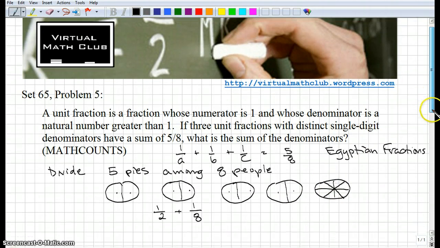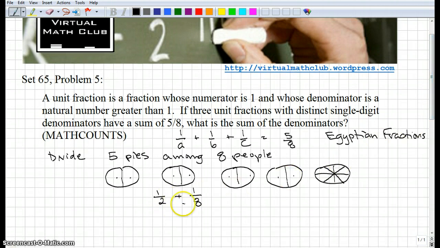And so this is getting close to what we want. What we're looking for is 3 unit fractions that add to 5/8. We also want those unit fractions to have single-digit denominators. So I need to divide this down a little further, and I'm going to choose the 1/2 to divide down further, because 1/8 is already small, and if I try to divide that into smaller pieces, I'm likely to get a denominator that's bigger than a single-digit number.